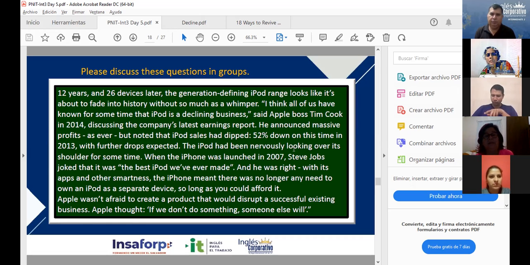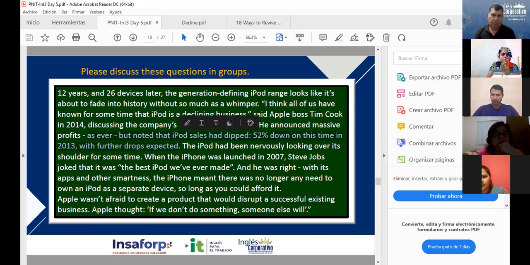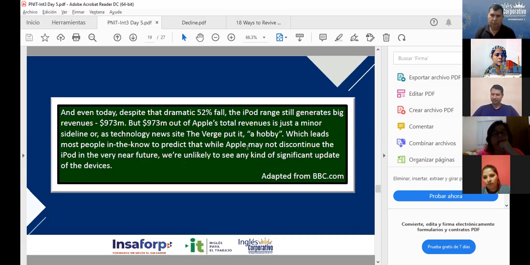Because in year 2013, 42%. Creo. As ever, but now that the iPod sales have deepened, 62% down on this time in 2013, with further drops expected. When the iPhone was launched, Steve Jobs. Maybe because the sales deepened. 42. Okay.